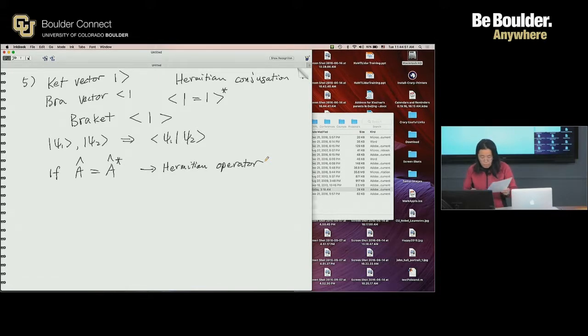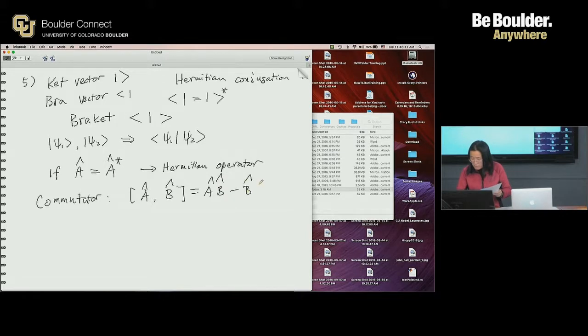The other one is the commutator relationship, defined using the square bracket: [A, B] is defined as AB minus BA.